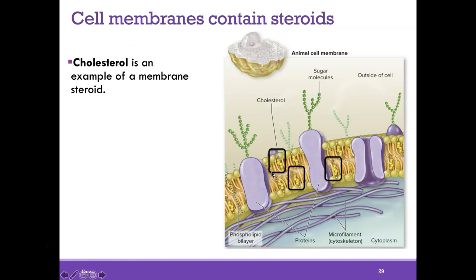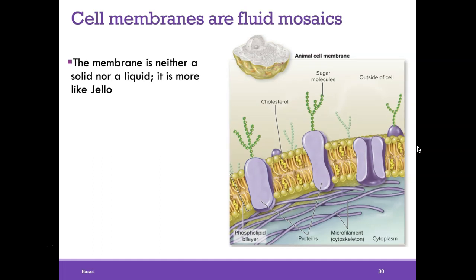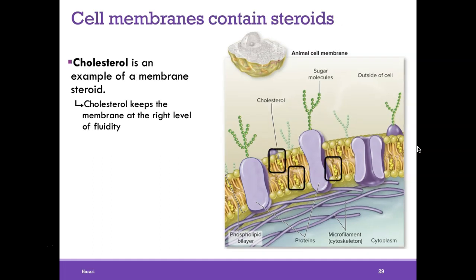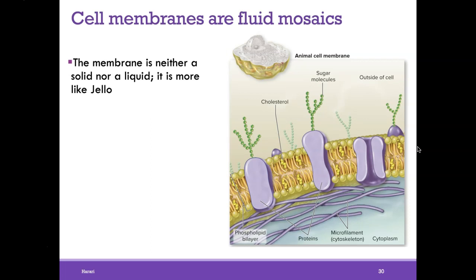Inside of the membrane, there's a lot of cholesterol. So cholesterol, we said, is a type of lipid. And cholesterol keeps the membrane at the right level of fluidity. We don't want it to be too liquidy or too rigid, so cholesterol keeps it more like a jello, more like a gel.